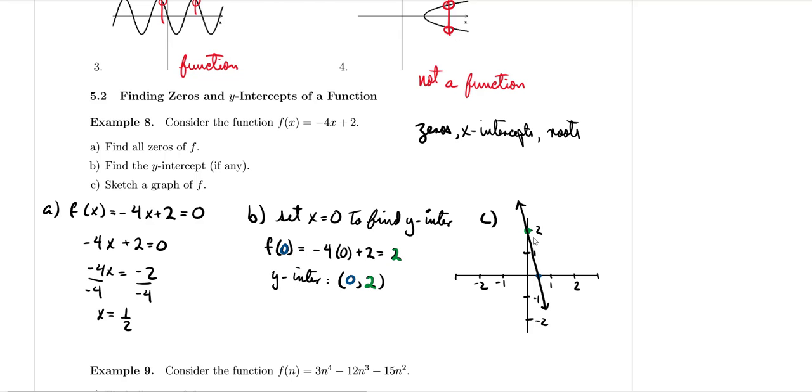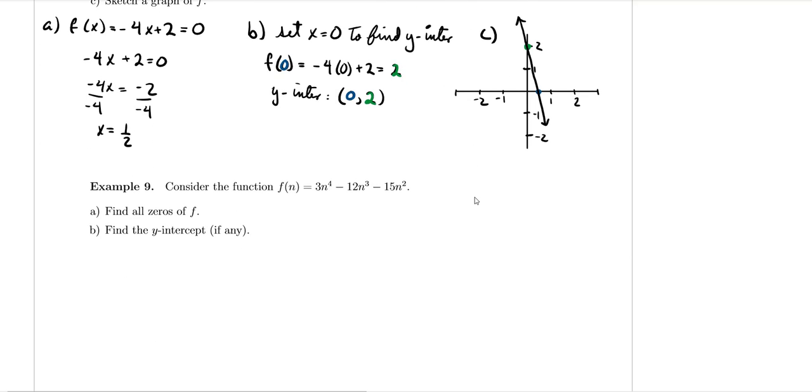Alrighty, so now let's take a look at another problem here. And I like this one a little bit more because we don't have to make a sketch. But also the function is a little more complicated, and an excellent opportunity to practice factoring. So let's consider the function f of n equals 3n to the 4th minus 12n cubed minus 15n squared. And we want to find all the zeros for f.